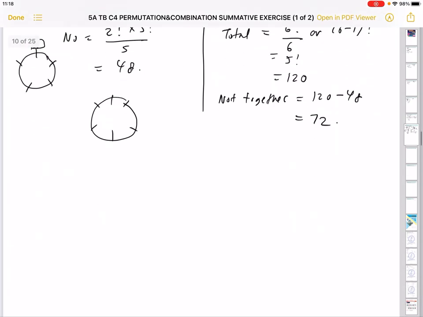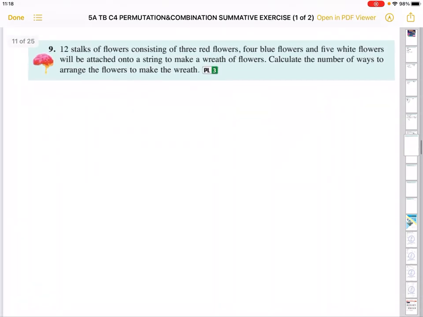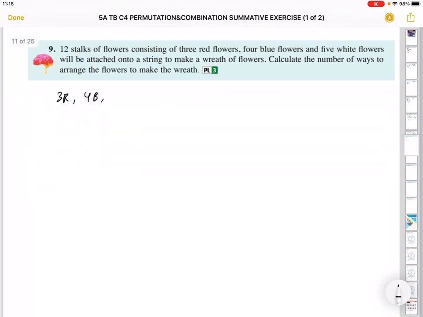Okay, the next one is a very interesting question. 12 stalks of flower consisting of 3 red, 4 blue, 5 white flowers to be attached onto a string to make a wreath of flower. So calculate the number of ways to arrange the flowers.